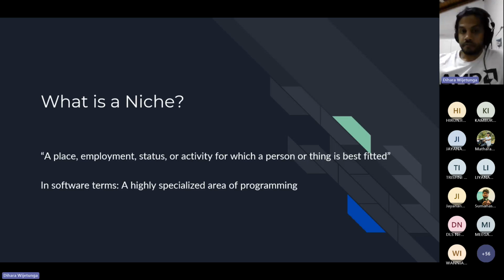Yeah, and graphics is an example of what is called a niche area in software engineering. According to the Merriam-Webster dictionary, a niche is a place, an employment status, or activity for which a person or thing is best fitted. But in the context of software engineering, we can consider it as a highly specialized area of programming, as opposed to being a generalized programmer who's going to work on web or general technology. This is very specialized. So let's talk a bit about this and why you might want to find yourself a niche as well.